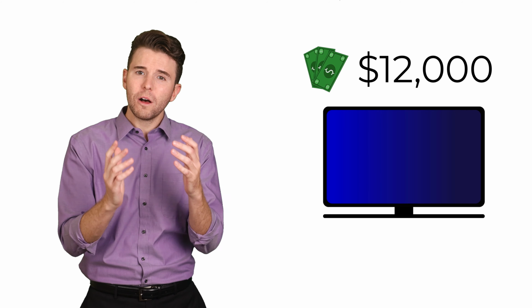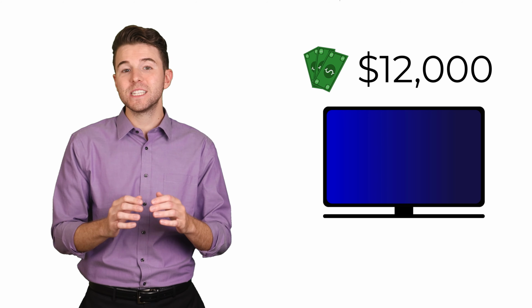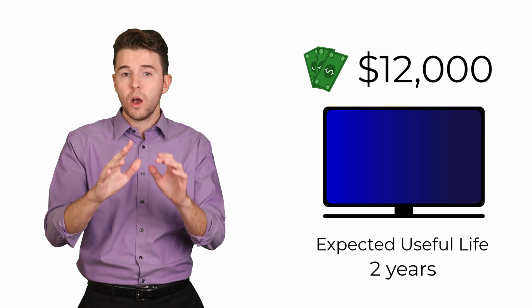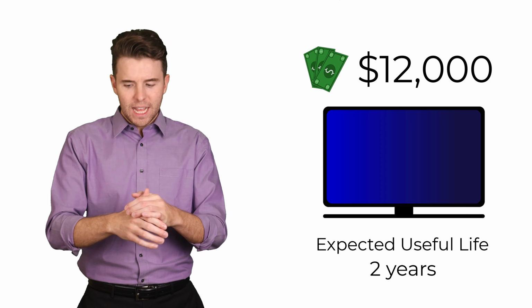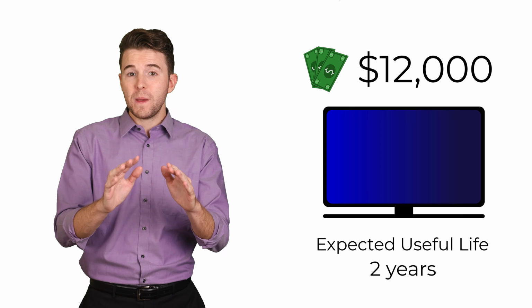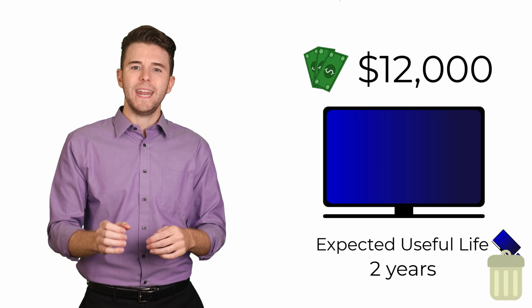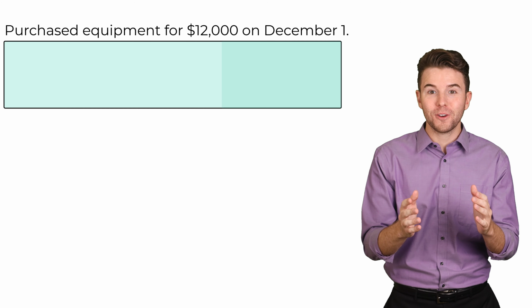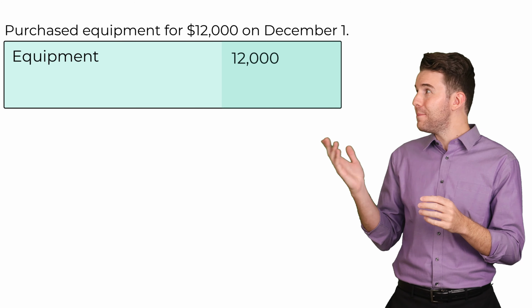So let's assume a business purchases equipment for $12,000 cash on December 1st and expects it to have a useful life of 2 years or 24 months. At the end of the 2 years, we expect the equipment to be worthless and have zero salvage value. To record the purchase on December 1st, we debit equipment for $12,000 and credit cash for $12,000.